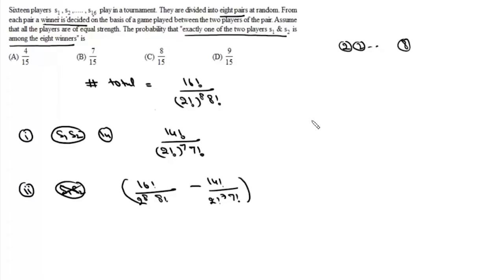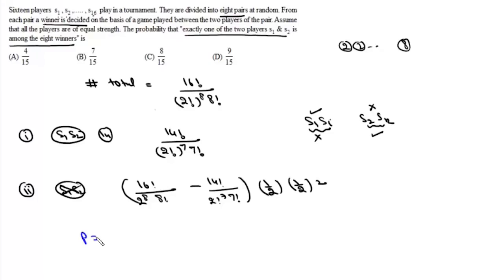Now we have two pairs, suppose S1 and Si and then S2 and Sk. Now we need to find the probability that exactly one of them wins. Now probability of S1 winning is 1 by 2, and probability of S2 losing is 1 by 2. So we have two cases, either S1 is going to win and S2 is going to lose, or S2 is going to win and S1 is going to lose. So this is the favorable number of cases in this second case. Now we'll calculate this required probability.